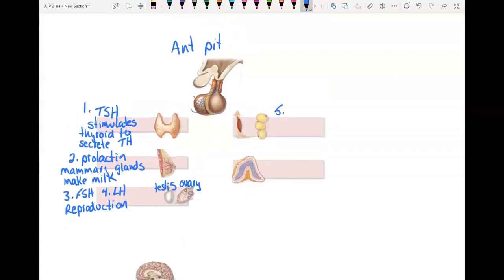Then we have growth hormone, which we can abbreviate GH. Again, they gave us a simple one here. Growth hormone makes you grow. And then the last one is adrenocorticotropic hormone. Here's where we're glad for abbreviations. We can put ACTH. This stimulates the adrenal cortex.